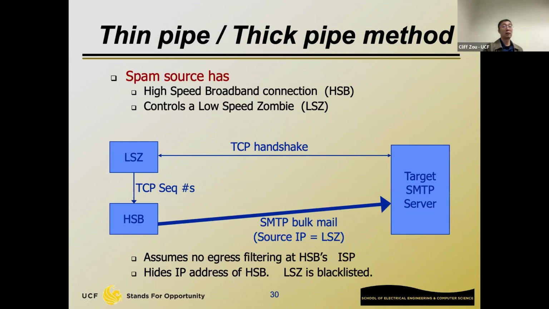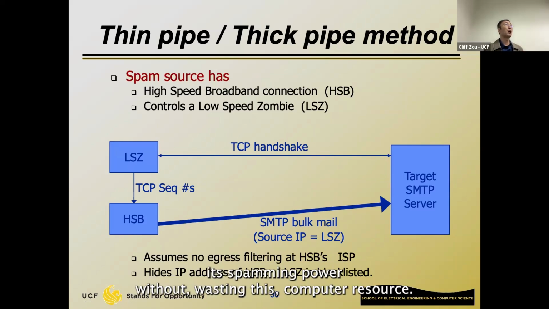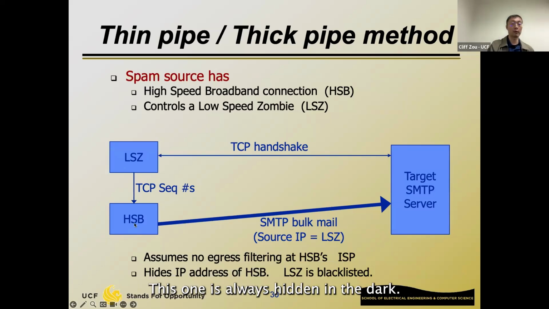IP address. So if this low-end machine's IP address appears in a blacklist, the attacker simply uses another low-end machine as the double to be in the front. So this is a way for the attacker to maintain its spamming power without wasting this computer's resources. This one is always hidden in the dark. So that's the thick pipe method. Any questions for this method?